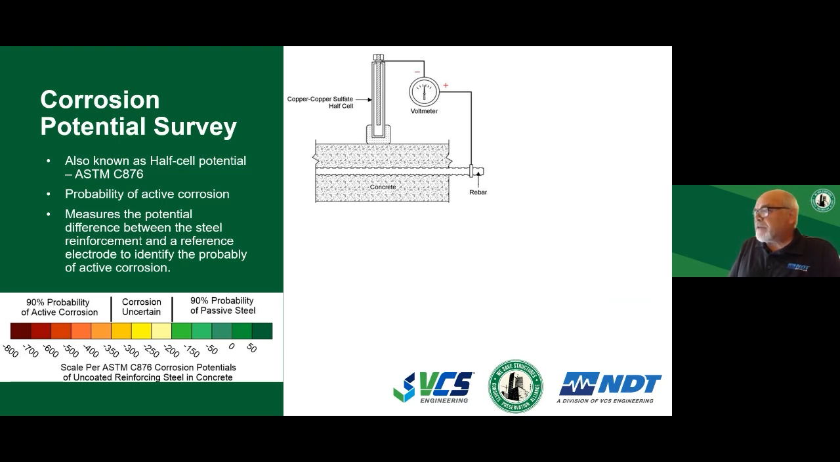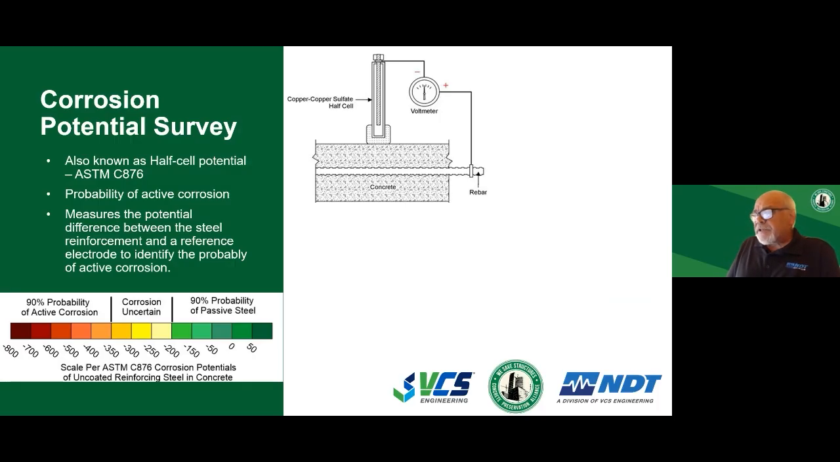So we have to make a positive connection to the rebar. It has to be black steel. Epoxy coated does not work. And then we're just touching the surface of the concrete with a copper sulfate, kind of a wet sponge, and it measures the voltage. And we do maybe a 2-foot grid or a 1-foot grid over an area, and we can determine where the active corrosion is.